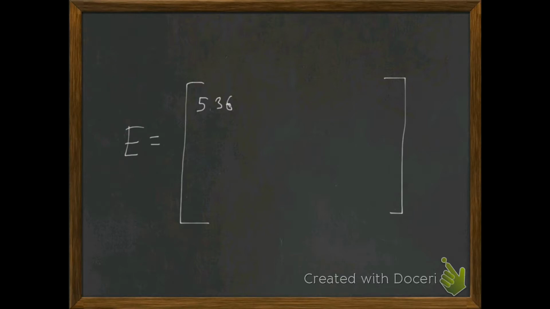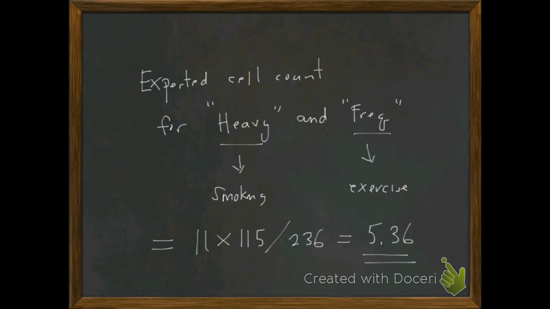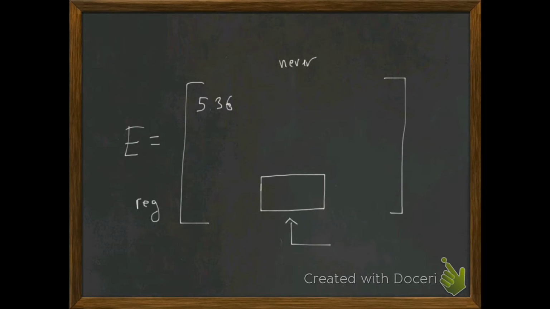Just so everyone's on board with me, let's calculate the expected cell count for regular smoker and never exercise. So guys, the row count there would be 17. The column is 19, and 23 in the total. And we're at 236. Yeah. So we're going to have 1.66.